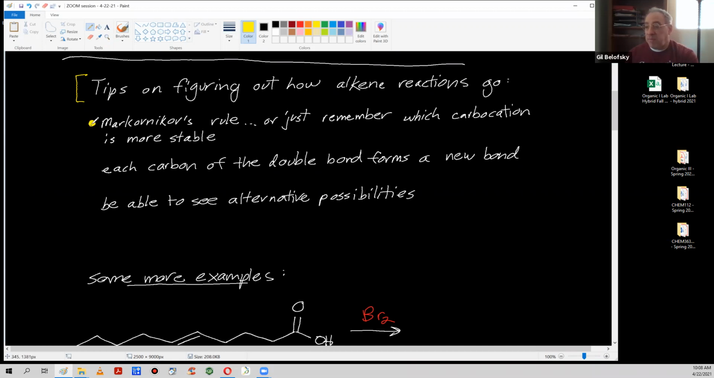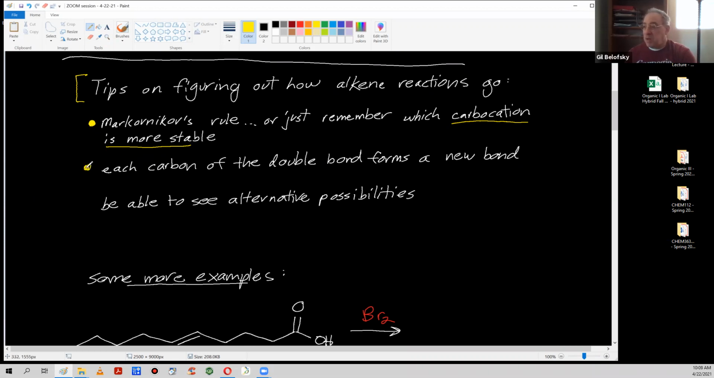Markovnikov's rule. So I'm not a big rule person. You can memorize Markovnikov's rule, however, which I am consistently unable to do after teaching organic chemistry for 18 years, believe it or not. But what I remember is the mechanism of the reactions, which I feel is far more reliable, and understanding which carbocation is more stable. So that allows me to basically know Markovnikov's rule because that's what it's based on.